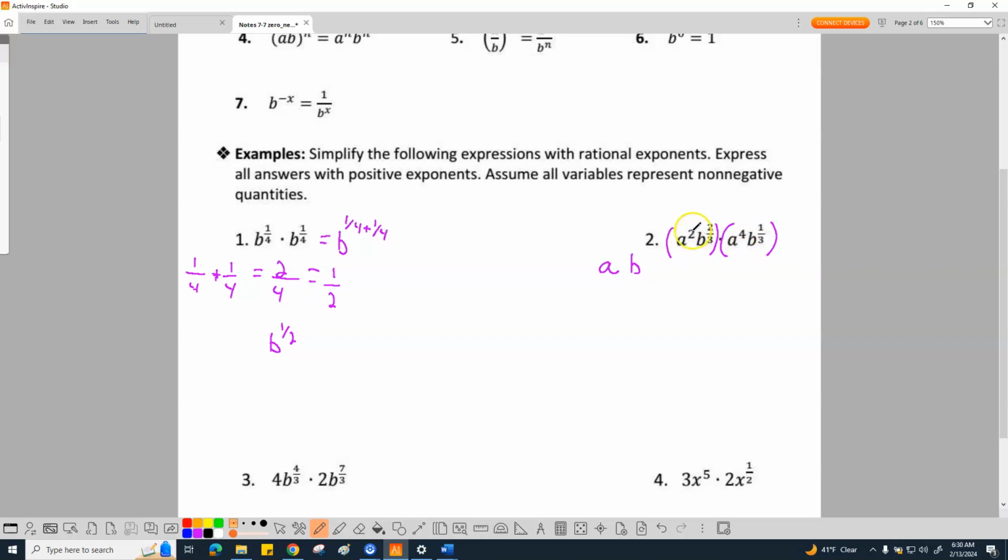So what's the rule for exponents when they're multiplying? Well, we add. 2 plus 4 is 6. And now I have to add this. 2/3 plus 1/3. All right. 2/3 plus 1/3. Again, rules of fractions.